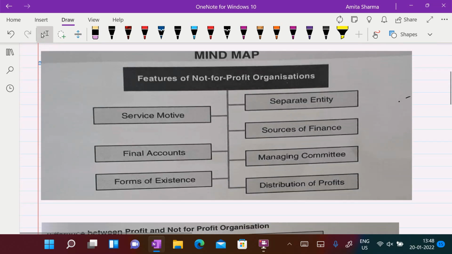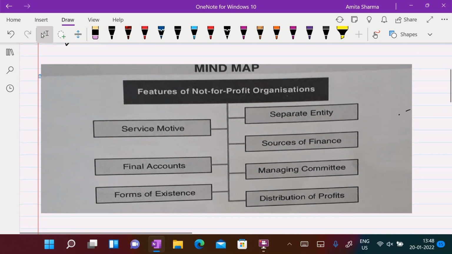Now, let us understand the features of not-for-profit organization with the help of this small chart, small mind map. So, we can understand more about not-for-profit organization with the help of its features. Let us recall once again. Not-for-profit organization is a separate legal entity. It's separate from its members, subscribers. Member may come, member may go, but it will go on forever. Perpetual succession is there and it is a separate legal entity, different from its members.